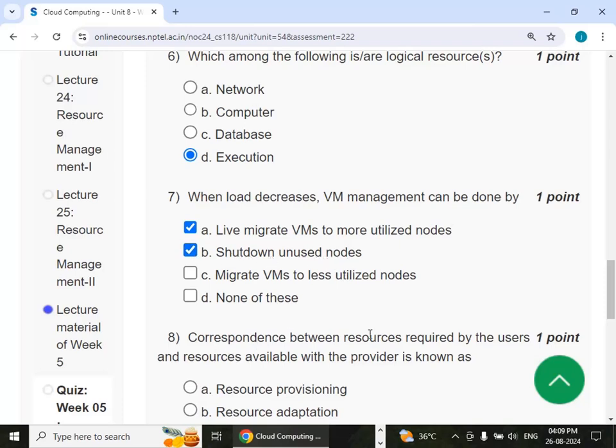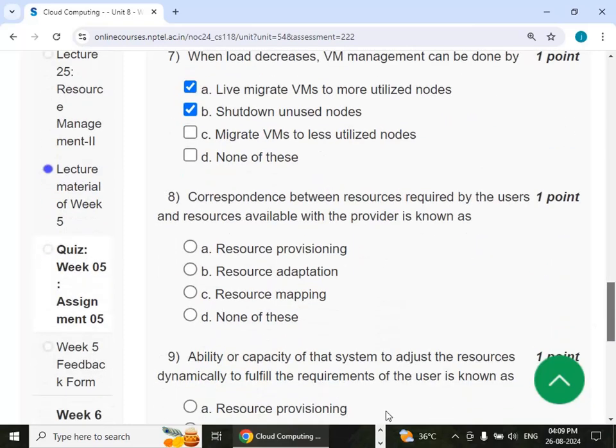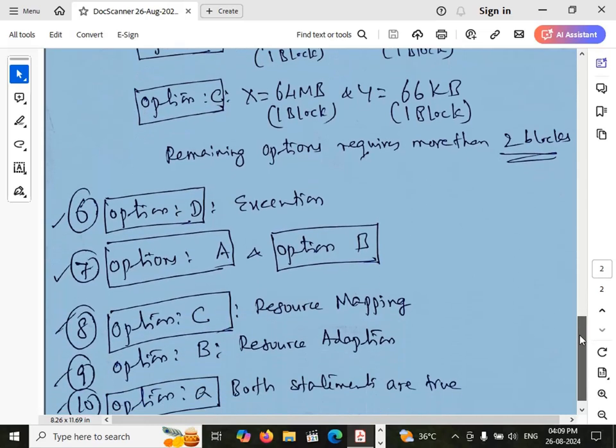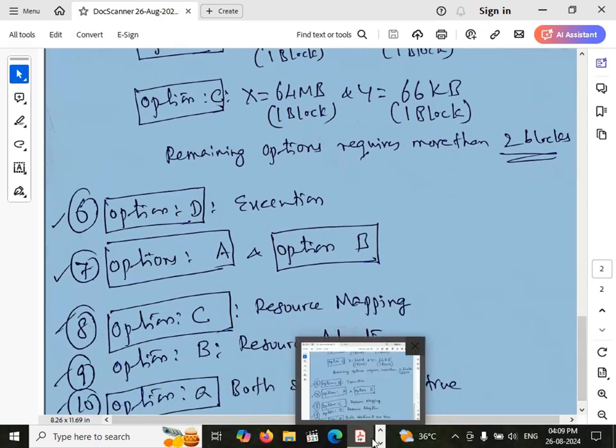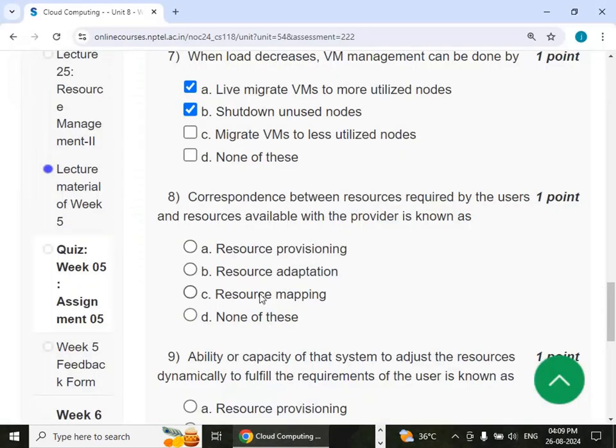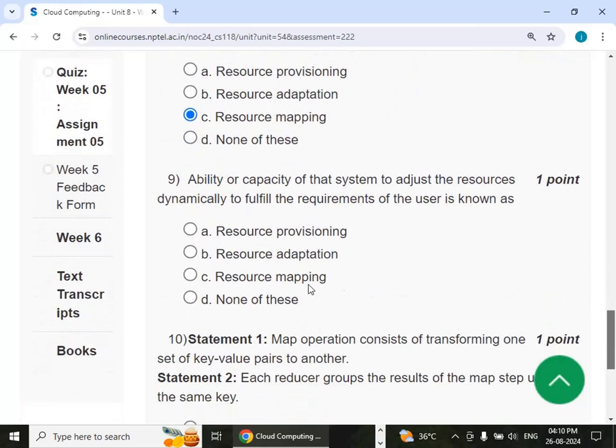Next, eighth question, correspondence between resources required by the users and resources available with the provider is known as, eighth, resource mapping. So resource mapping, option C. Ninth one, availability or capacity of the system to adjust the resources dynamically to fulfill the requirements of the user is known as resource adaptation.